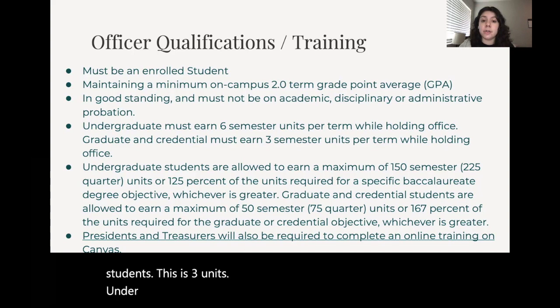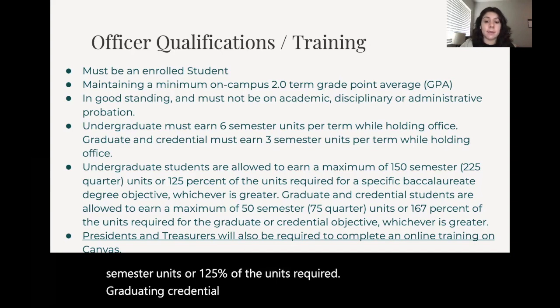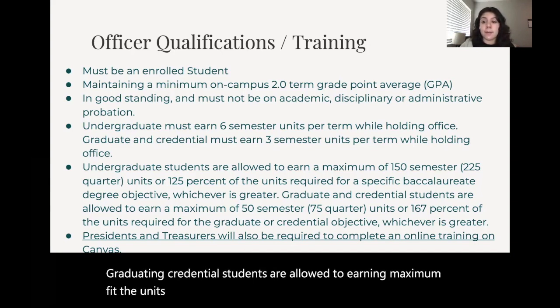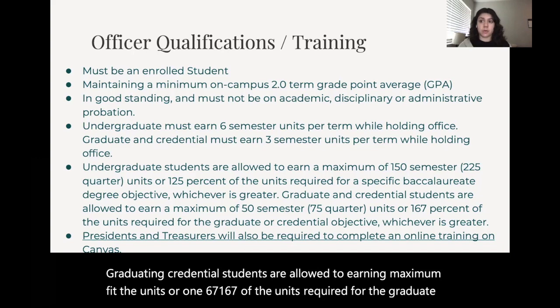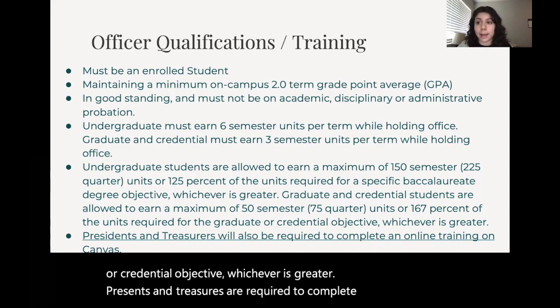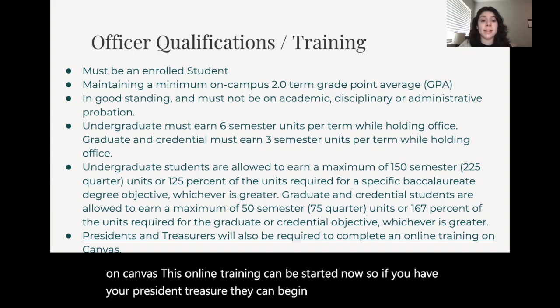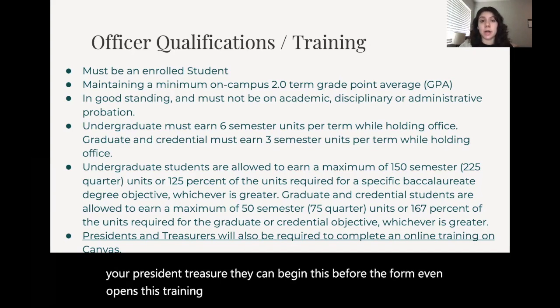Undergraduate students are allowed to earn a maximum of 150 semester units or 125% of the units required. Graduate and credential students are allowed to earn a maximum of 50 units or 167% of the units required for the graduate or credential objective, whichever is greater. Presidents and treasurers are required to complete an online training on Canvas. This online training can be started now. So if you have your president and treasurer, they can begin this before the form even opens. This training is linked within this news article that explains all about starting a new org.